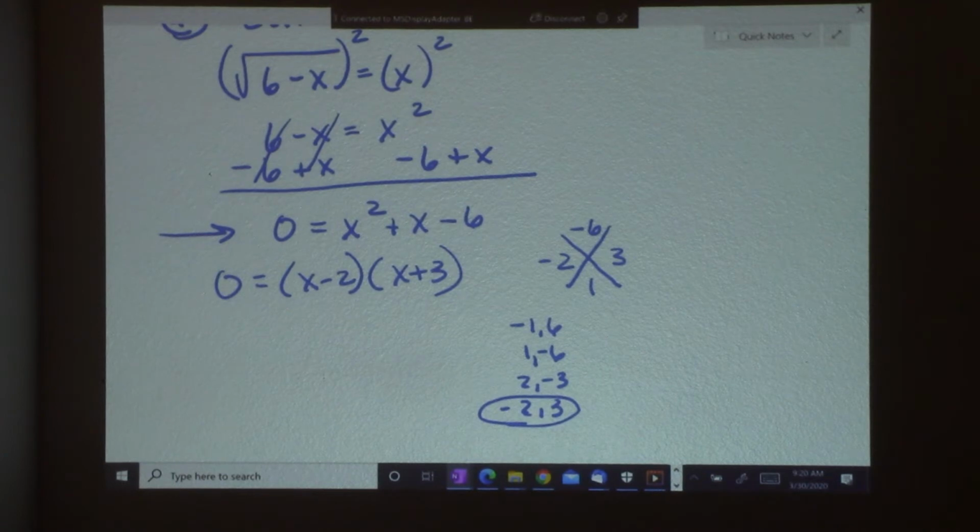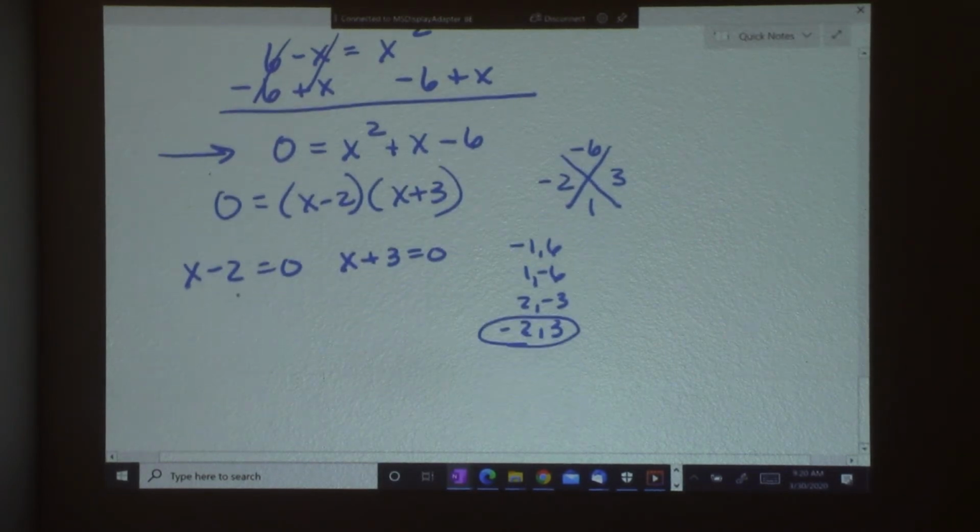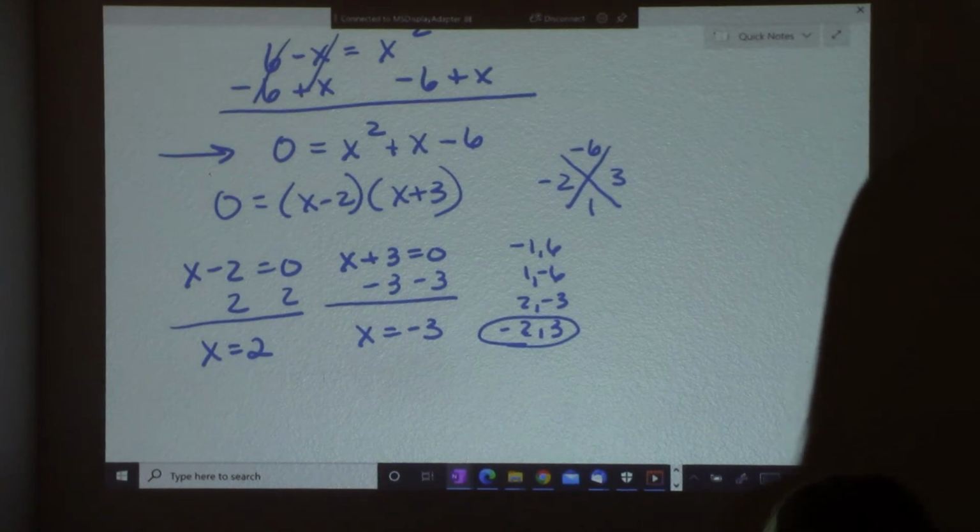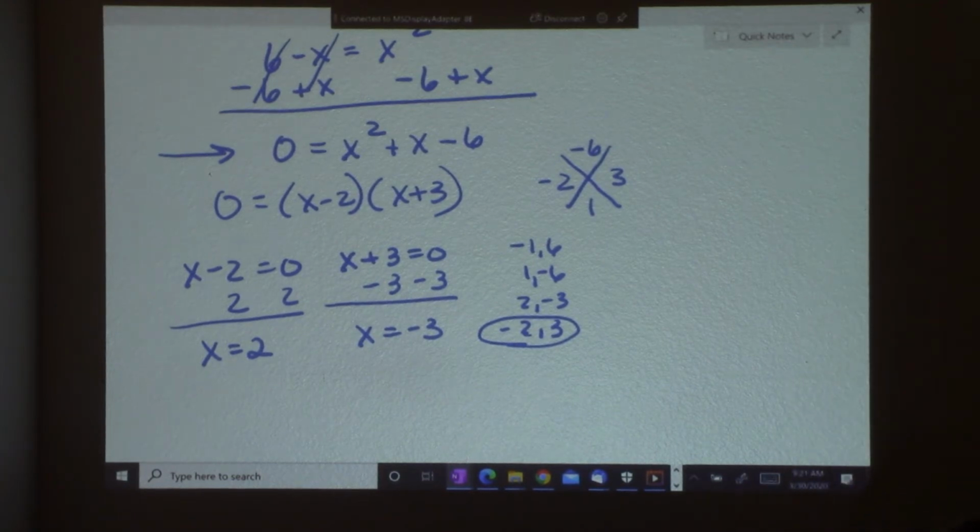Okay, now we take each solution, I'm going to do x minus 2 first, and set it equal to 0. So I get x equals 2, and negative 3. Okay, so I have 2 and negative 3. So let's check those and see if they work.